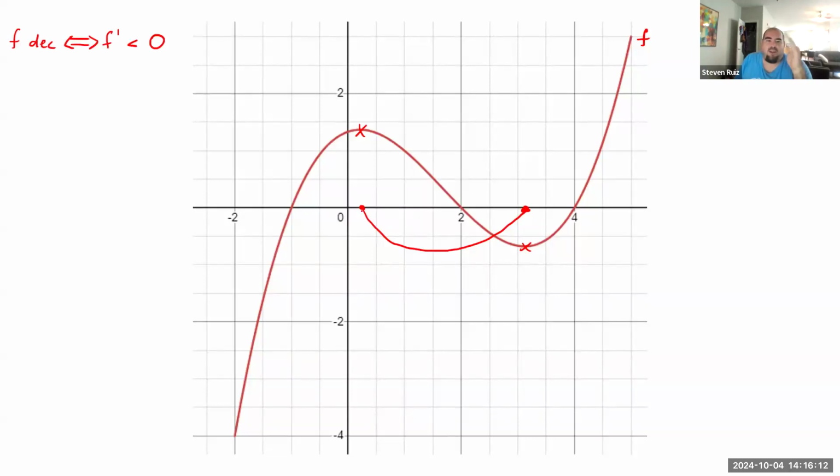Okay, so now that I know what's going on between those 2 points, let's figure out what's going on on the outside. What's going on to the left of this first critical point? It looks like my function is increasing throughout that whole interval, from x equals -2 up to maybe x equals a quarter, whatever this critical point is. Another thing I can say is this: if f is increasing, that's equivalent to f prime being a positive value.